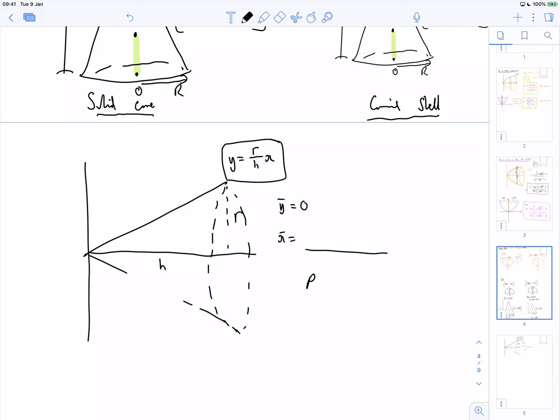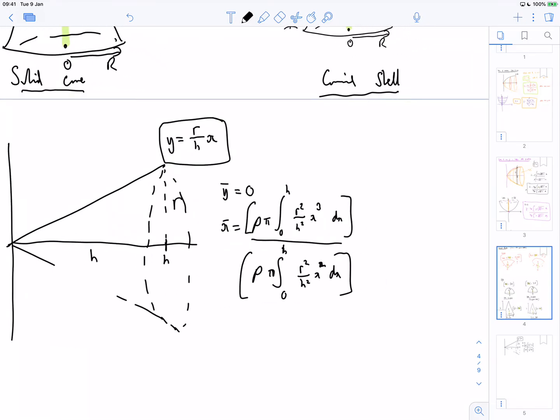rho times by the mass of this object. Well, if it's solid, it's going to be pi between 0 and h of y squared, which is r squared over h squared x squared dx. And then the top, well, that's just going to be rho times by pi between 0 and h of the same thing, so r squared over h squared x squared, but this time you've got to multiply by an x. That's actually going to be x cubed. And you'll see lots of things happen and cancel. You can take the r squared over h squared out as factors, and you'll see hopefully that things cancel down quite nicely.